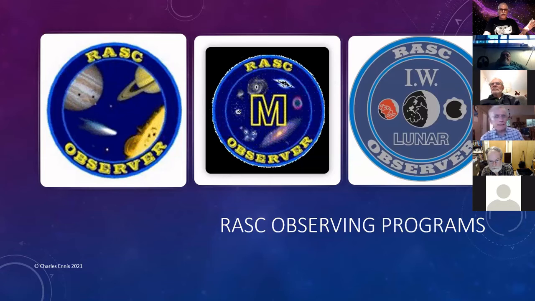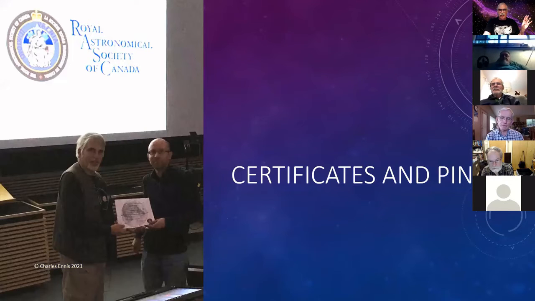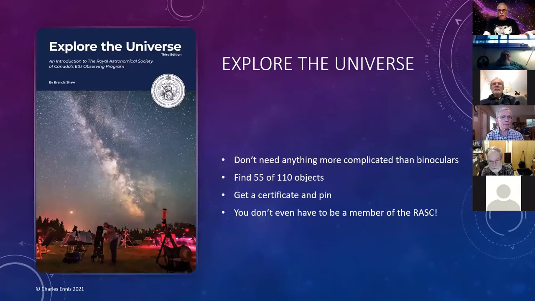But just as a very brief review, we've got all kinds of observing programs in the RASC. This is just one of them, and you can get yourself certificates and pins. In the Explore the Universe program, you don't need anything more complicated than binoculars. You find half of the 110 objects that are required, you get a certificate and a pin, and you don't even have to be a member of the RASC.